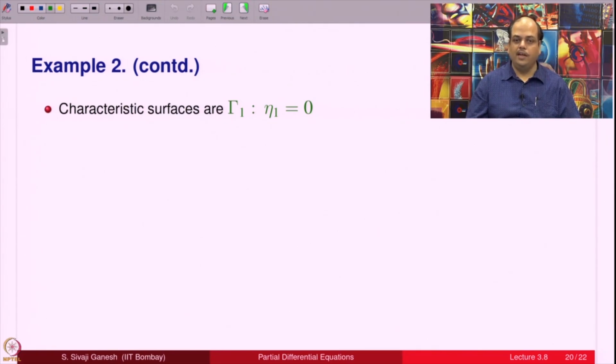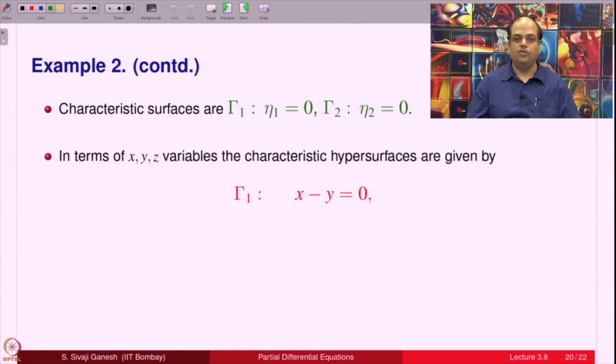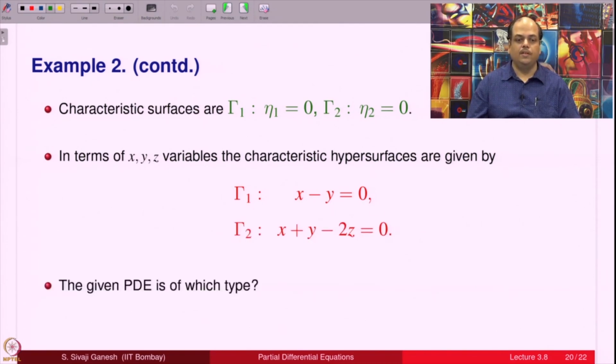Characteristic surfaces are eta 1 equal to 0 and eta 2 equal to 0, because they do not appear in the new PDE. What are they in xyz coordinates? It amounts to x minus y equal to 0, and x plus y minus 2z equal to 0. The given PDE is of which type? Parabolic.